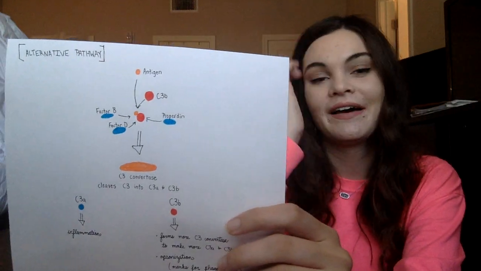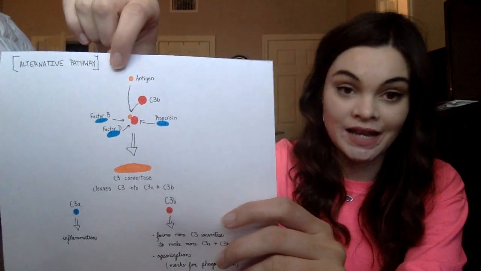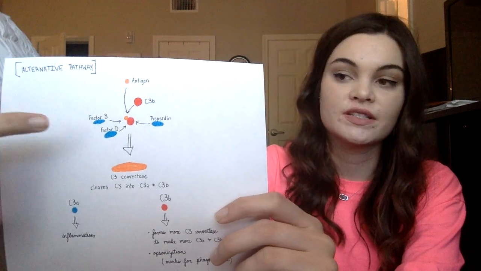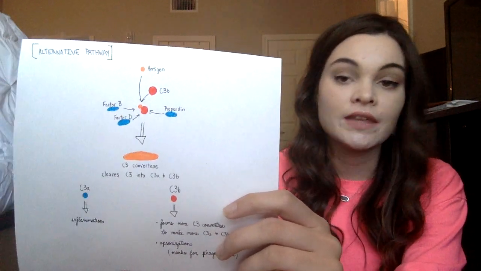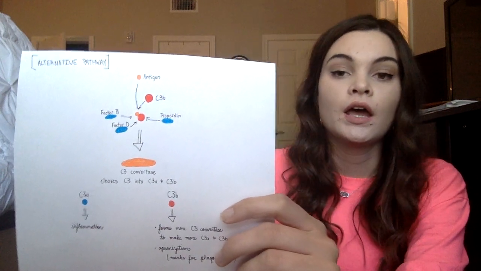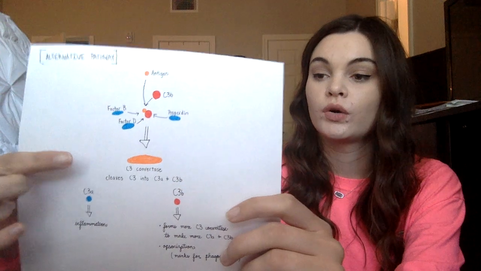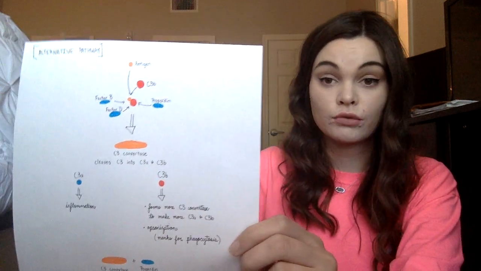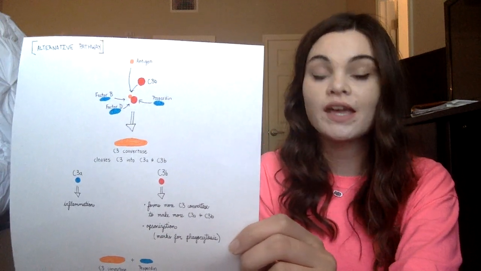Like I mentioned, the alternative pathway is the most common form, so we're going to look at that one in a little more detail. I tried my best to draw it out right here, so we'll see how that goes. First, you start with an antigen and then C3b, which is this red dot right here. Those two bind and form this little complex in the middle. Then three factors, factor B, factor D, and properdin, bind to C3b and form what we call C3 convertase. C3 convertase takes C3 and splits it into C3a and C3b.